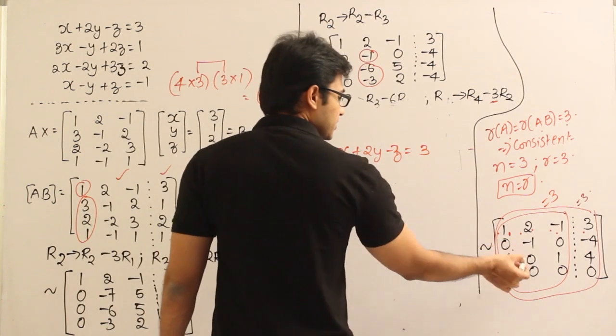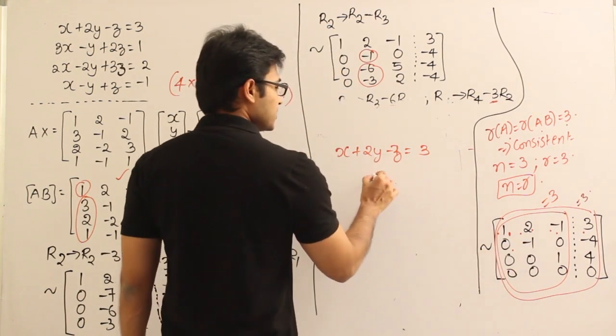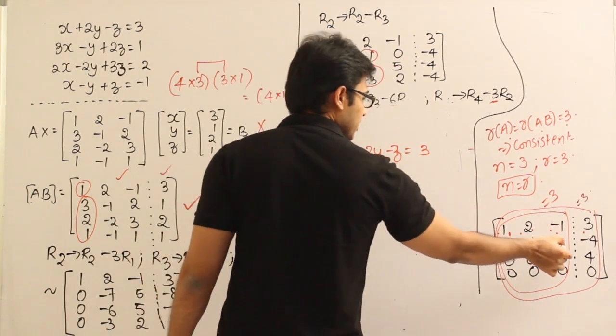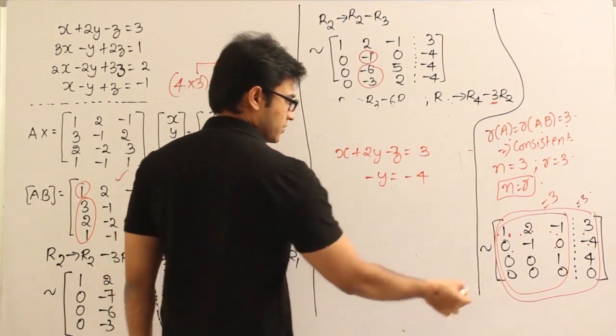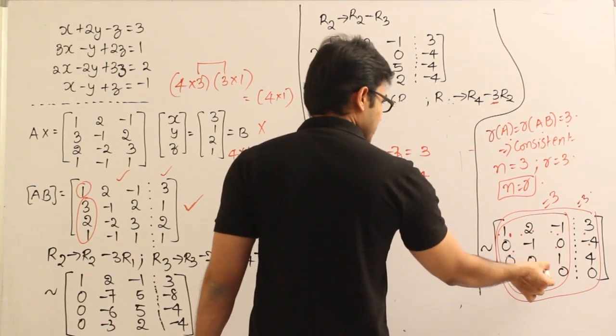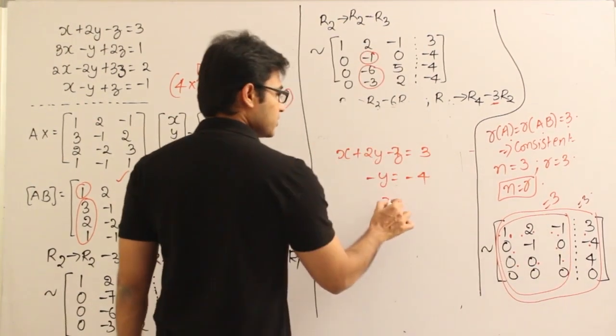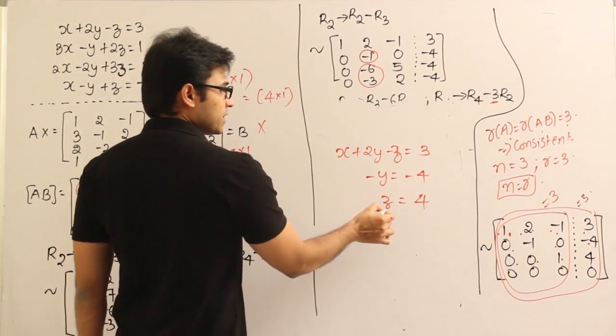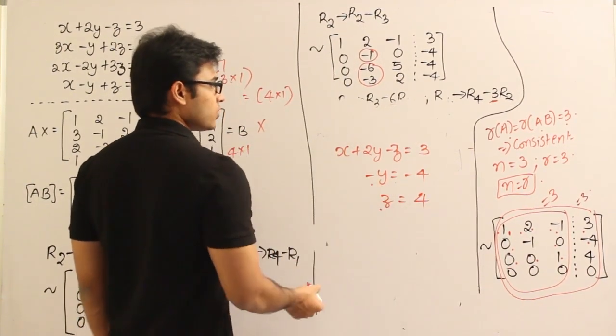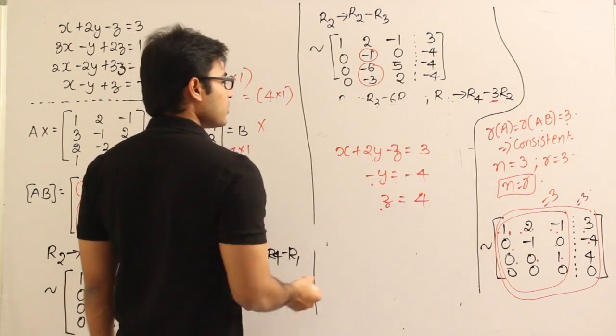And here x is 0, y is minus 1, which means minus y equal to z is 0 minus 4. And if you observe this, x is 0, y is 0, z is 1. Therefore z equal to 4. So from this it is very clear that z equal to 4 and y equal to 4.